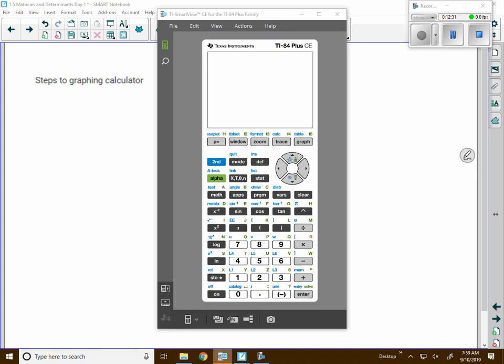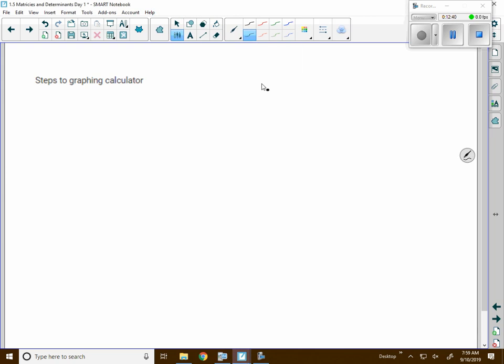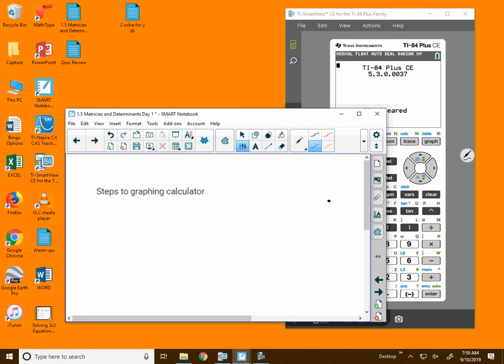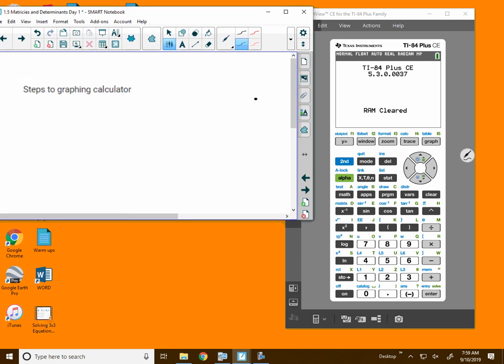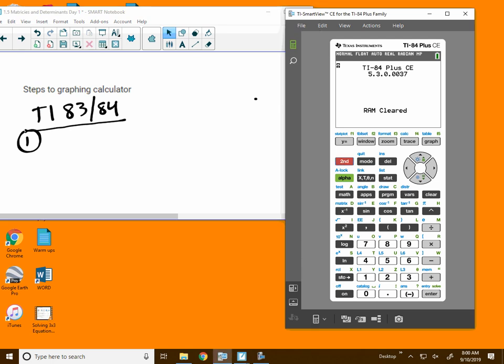Okay, so if you are on the TI-83, 84, here's your step. We're going to write these down, so I want you to have these recorded. Okay, for TI-83, TI-84, the first thing you're going to do is press second, and then this x to the -1. That's the inverse of x. If you see, it says matrix right above it, so press that button there.